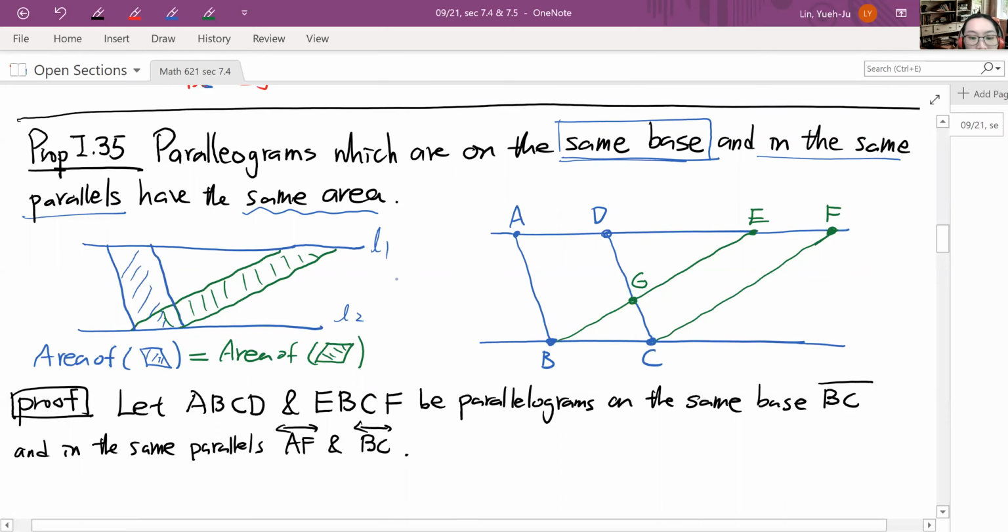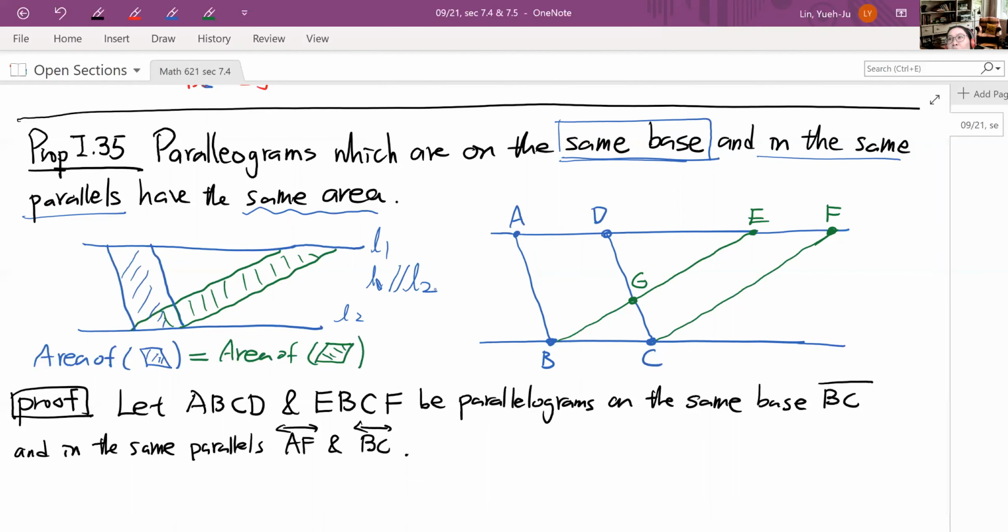And here, of course, I need to say that these two lines are parallel. They need to be in the same parallels, otherwise it's not correct. So from the modern knowledge, we already know this is true, right? This is not hard. The conclusion, we already know it's not hard to imagine, right?